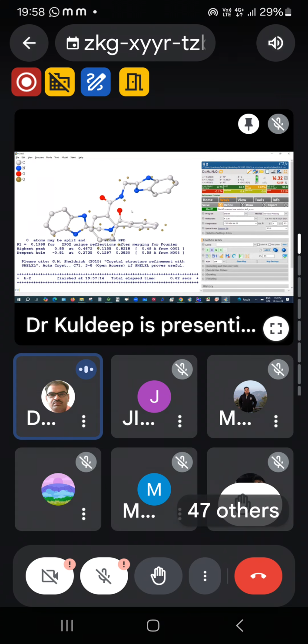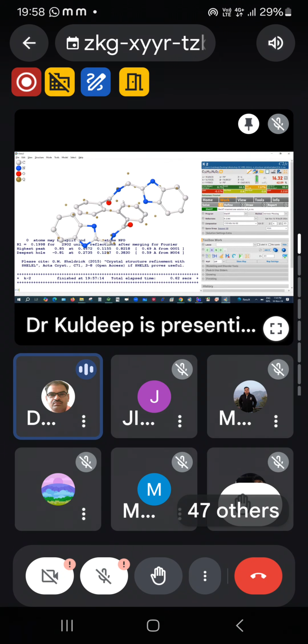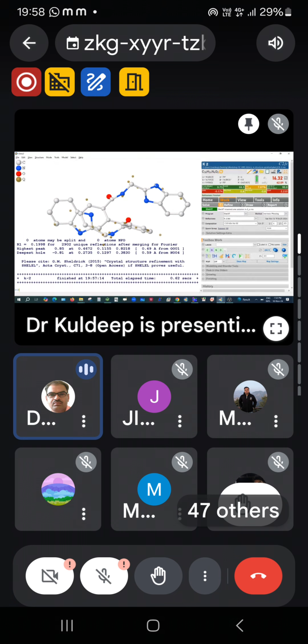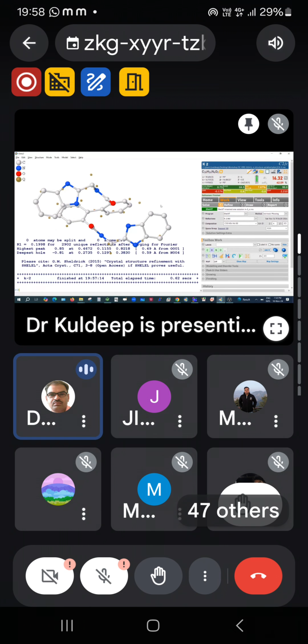Now the asymmetric unit has only half of the molecule, and the remaining half is generated by the symmetry. Which symmetry? It may be generated by the c-glide, or by the 2-fold axis, or by the inversion center. We can see this in some visualizing software like Mercury. So now I can see there is carbon, nitrogen, carbon, nitrogen. Now I think all the atoms are correctly assigned.